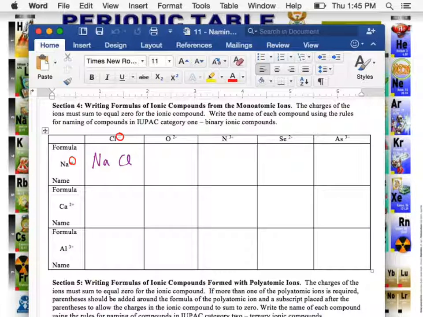So let's pick one more. Play a little game of Battleship. I'm going to call calcium nitride. Ding. Putting this together, I have calcium and nitrogen. The charge must come out to be 0. Calcium's a +2, nitride's a -3. Does that equal 0 when I add those up? No. So what has to happen?